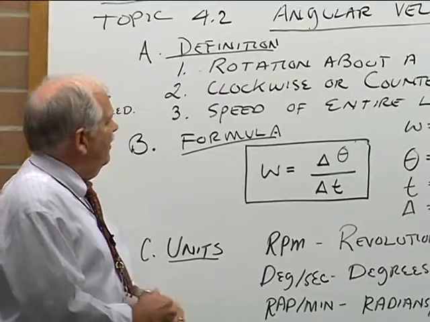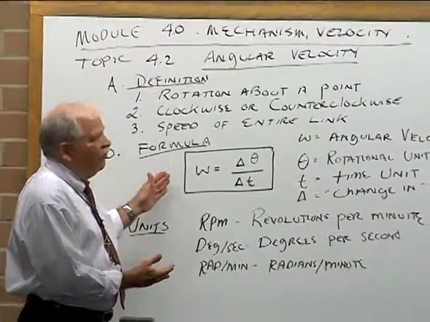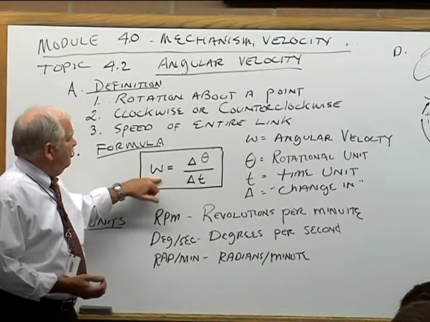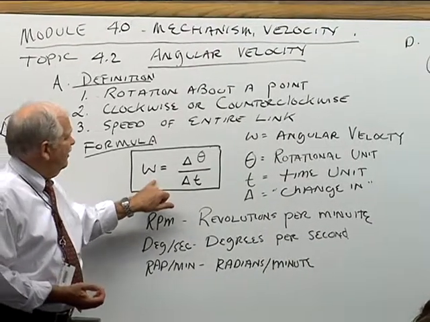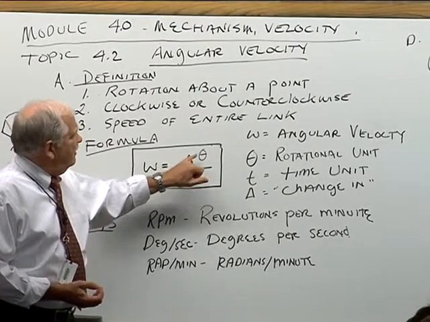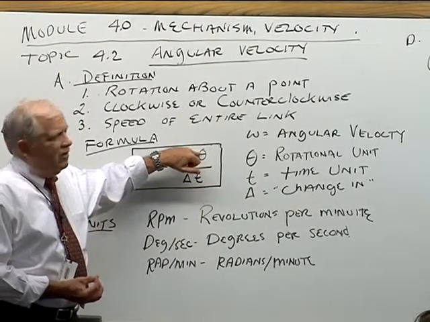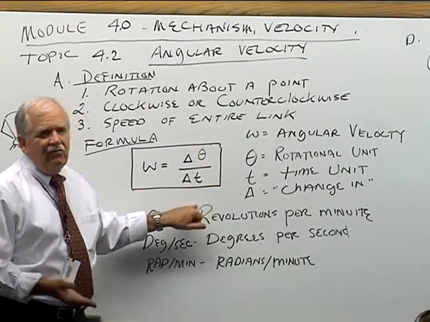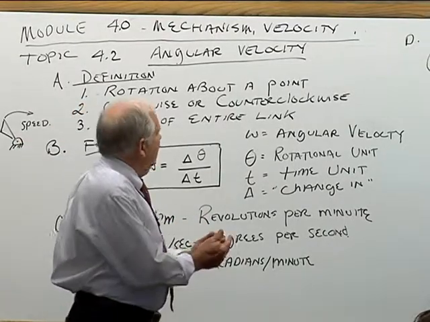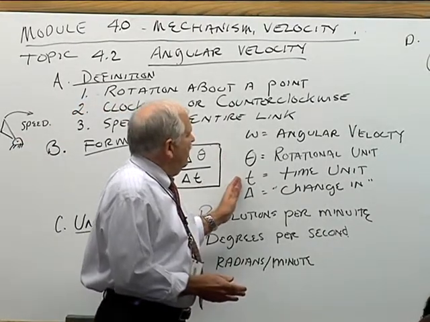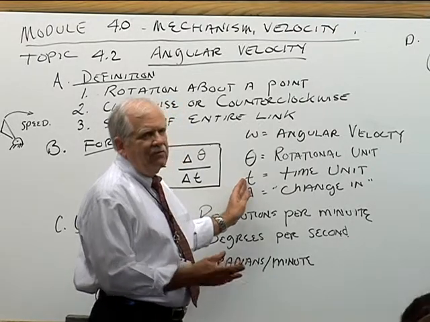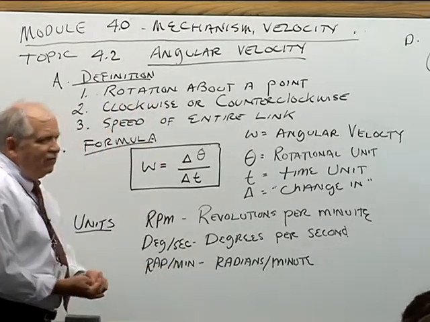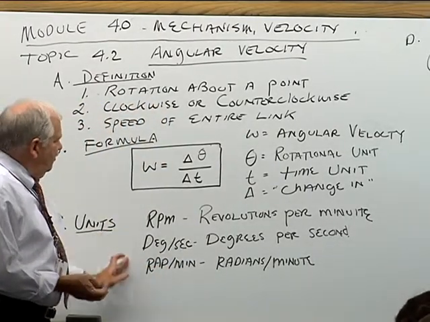So therefore, when we look at this and we look at our formula, we see it's very similar to the linear velocity formula. So we're using small w for angular. We're using delta theta. This is a symbol for some kind of a rotational unit. And delta t, which is time, as you've seen before. So therefore, if you look at these things here, we have basically the same arrangement as we had for linear, with different units.